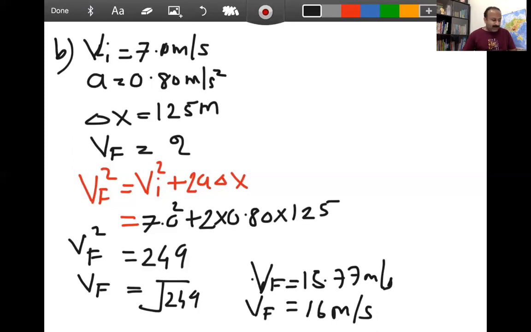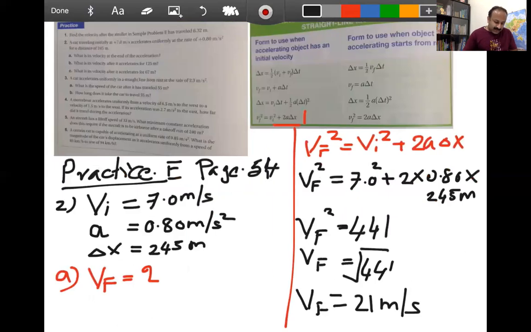C is also the same. In part C, they are asking what is the velocity after it accelerates for 67 meters. So in this case, you just change delta x to 67 meters. Now I will do question number 3.